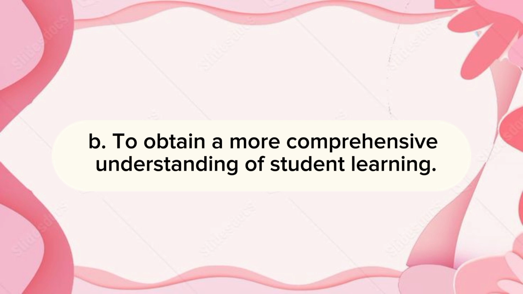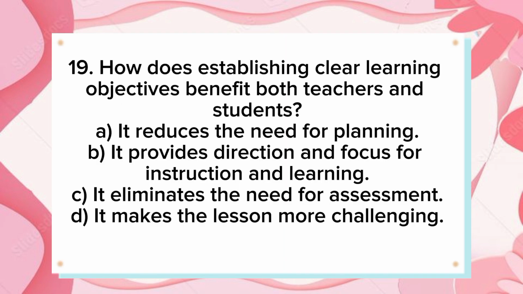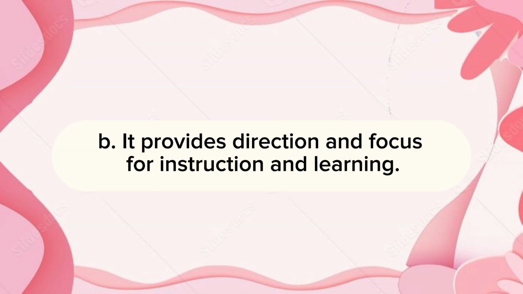So why are the others incorrect? Letter A, norm-referenced assessment, compares students to a norm group, focusing on relative performance. Letter B, criterion-referenced assessment, measures performance against predetermined standards, emphasizing mastery of specific skills. And letter D, summative assessment, evaluates learning at the end of a unit or course, focusing on the final product. That's why the answer is letter C, authentic assessment.